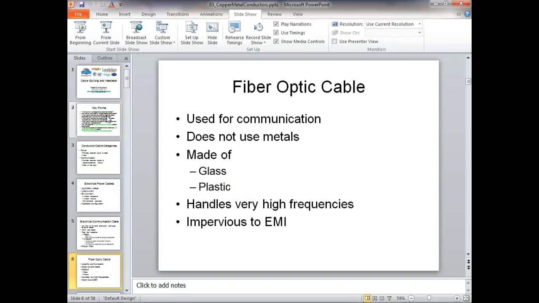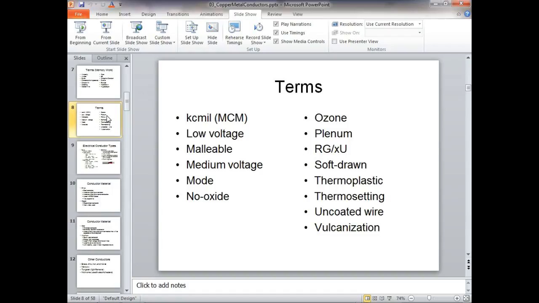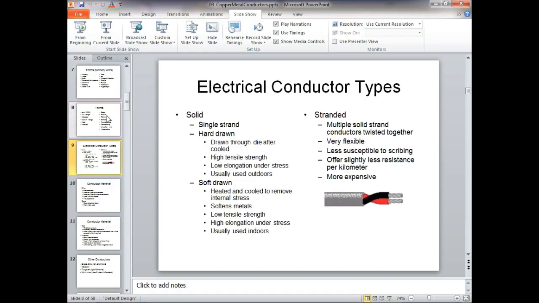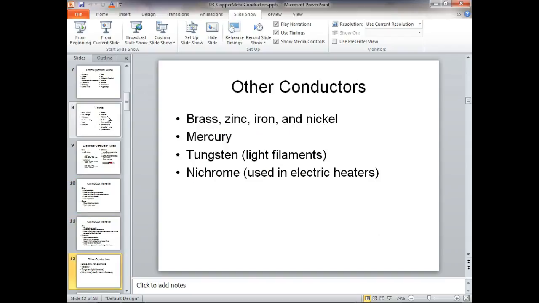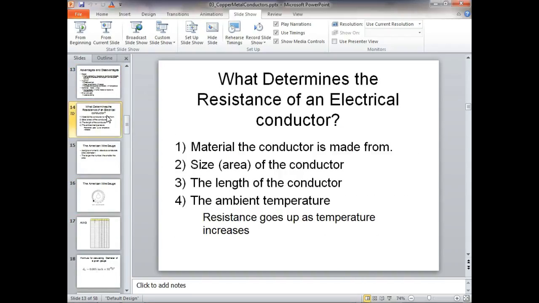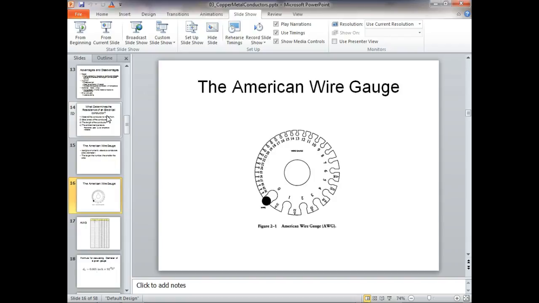So we looked at some cables, talked about ampacity, talked about twisted and solid strand wire, talked about the different conductors, which we basically already talked about. Talked about the American wire gauge.